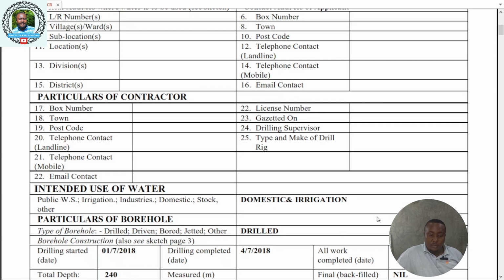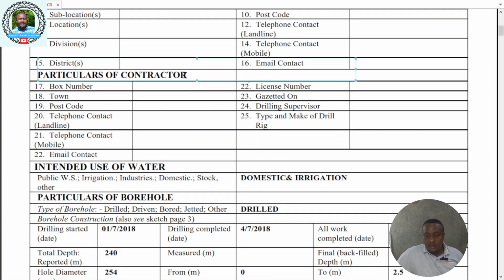Then you'll go now to the particulars of the contractor. This is where the contractor that has drilled a borehole for you will fill in his information, the address, the telephone, the license number, and the gazette notice that he was given. The drilling supervisor will also be indicated there, and the type and make of drilling rig that was used. So if your borehole was drilled using a Max drill, they will indicate that it's a Max drill or a Speedstar. So, and their email contacts.